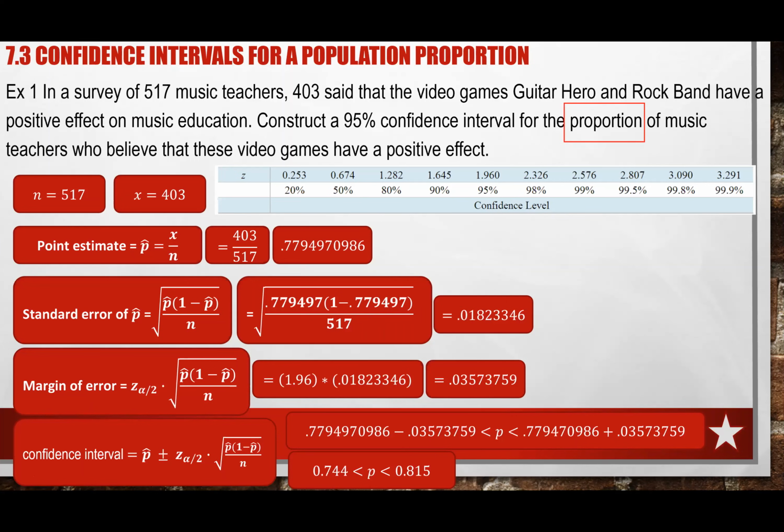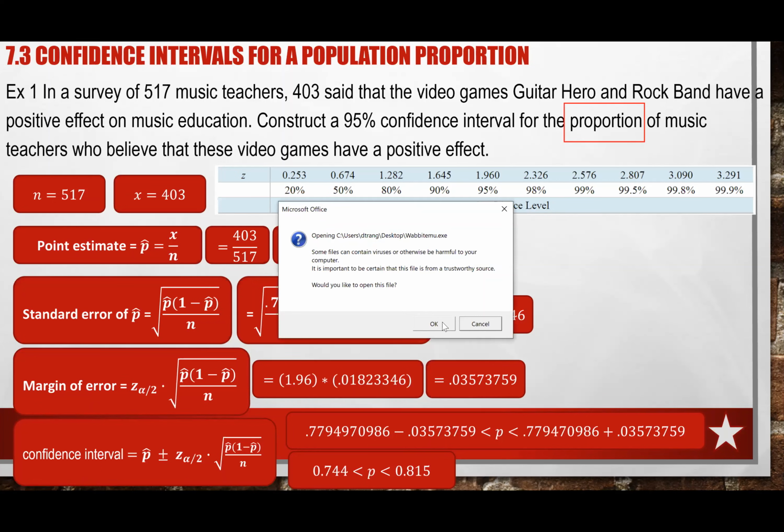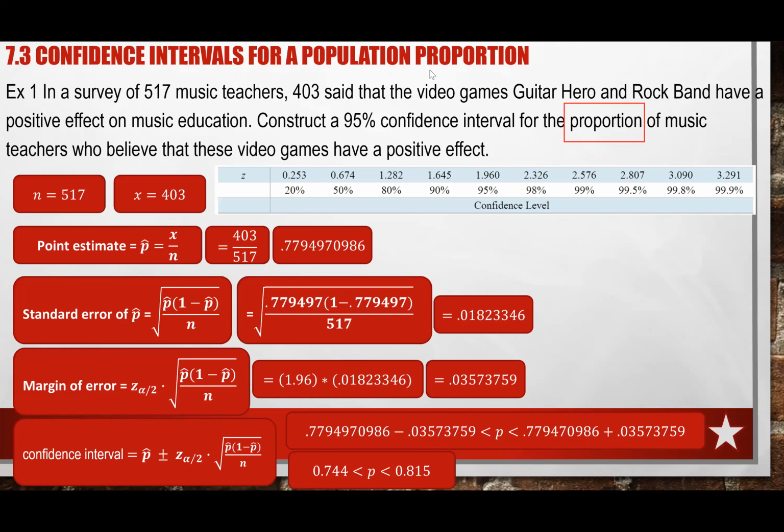Now, like I mentioned to you guys, your best friend, your calculator, can help you. Your calculator can do wonders, right? But you have to know how to ask your calculator to compute your item for you. Your calculator does have a feature to find this confidence interval for a proportion. And what is that feature?